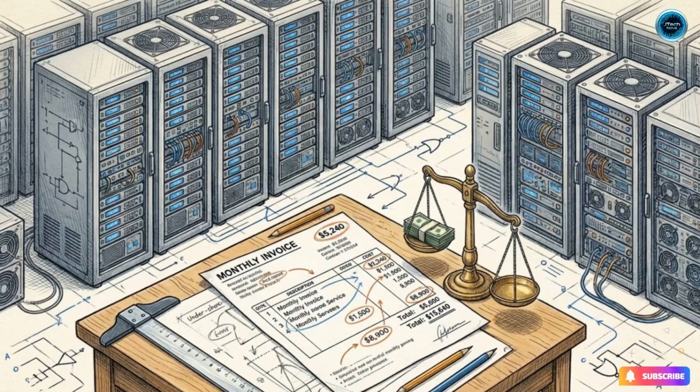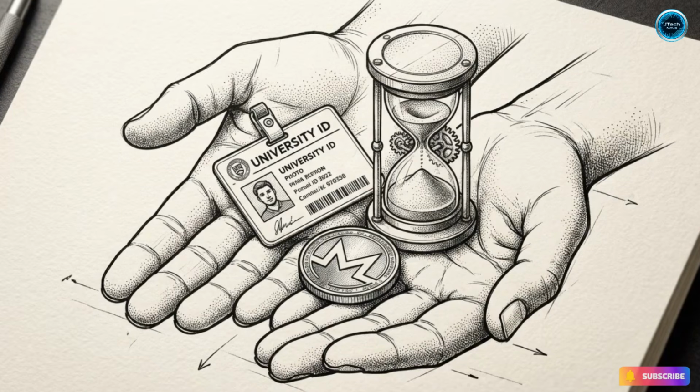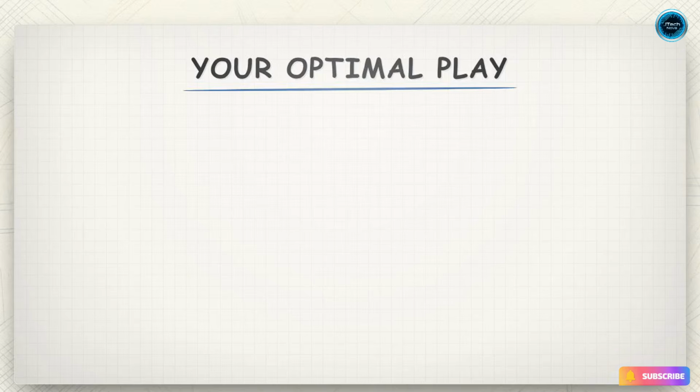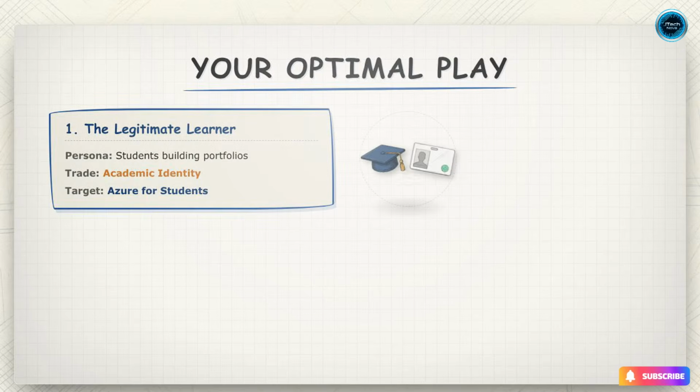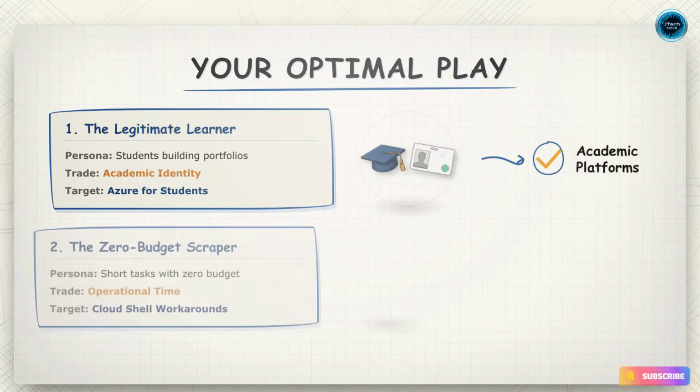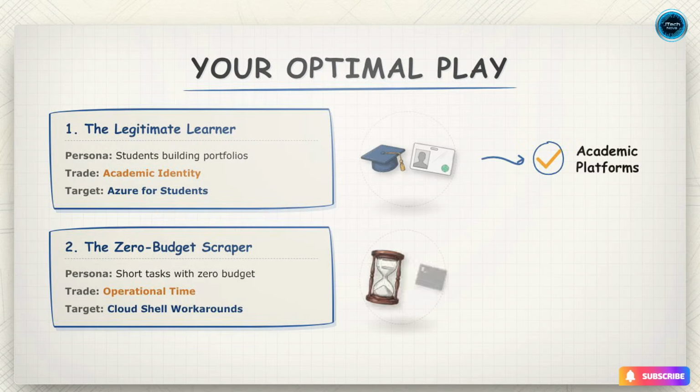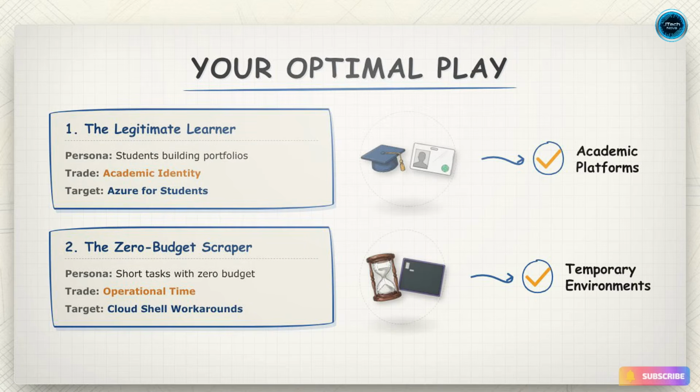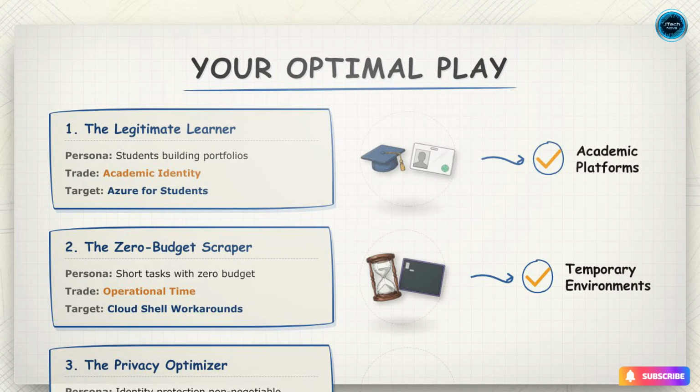There is always a cost, and getting your project off the ground means choosing which currency you are willing to spend. Let's review the final scorecard. Students building portfolios, trade your academic identity for Azure for Students. For short-duration tasks with zero budget, trade your operational time for Cloud Shell workarounds. If identity protection is non-negotiable, trade crypto for a zero KYC provider like Servery or Privex.